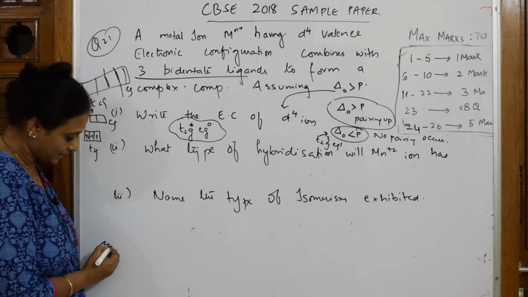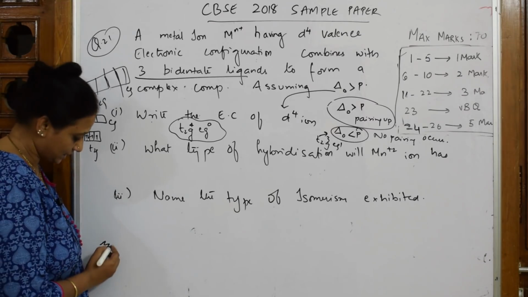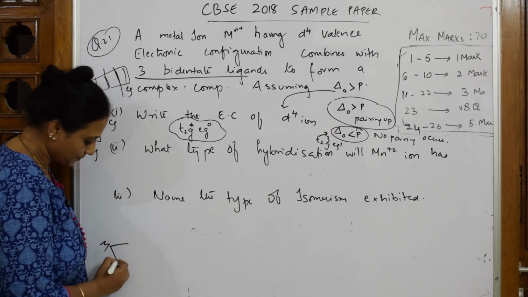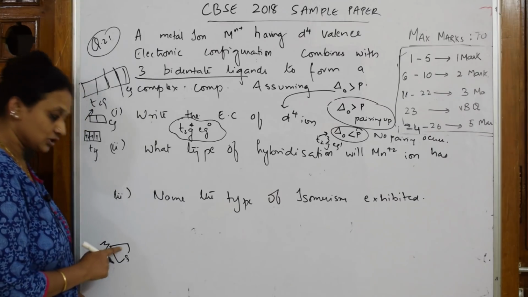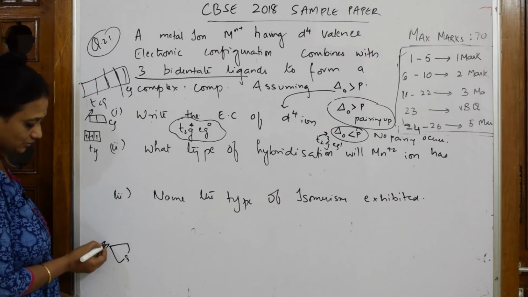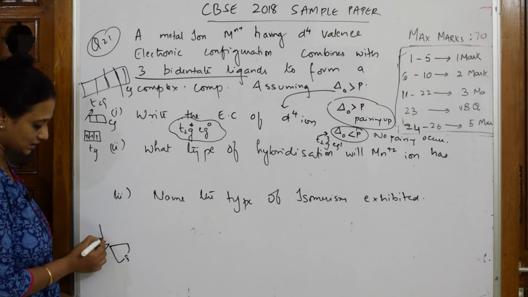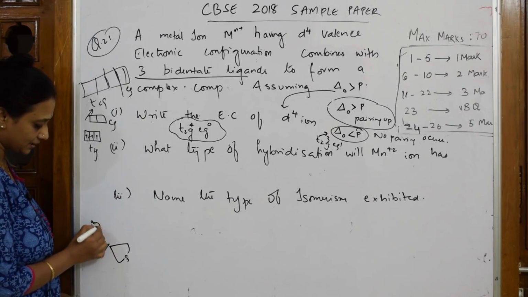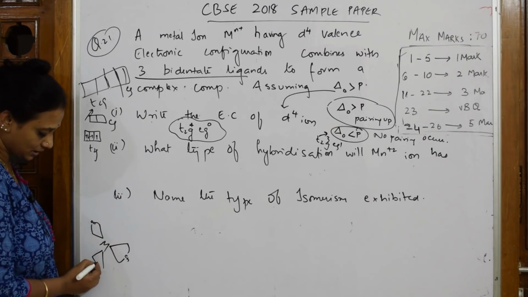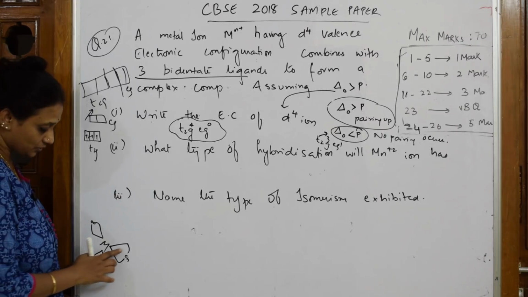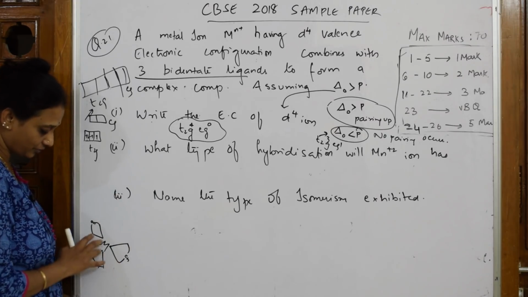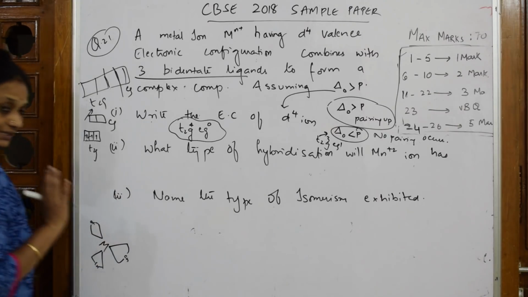So 3 bidentate ligands. If I take ethylene diamine, I have already shown it this way. You have 1 donor site, and 1 and 2, this is 2 sites. Now for this one, if I have to write it like this, E and N. Done. Now here also E and N. Fine. So this is 1 donor site, 2, 3, 4, 5, 6. Now this is a bidentate ligand.